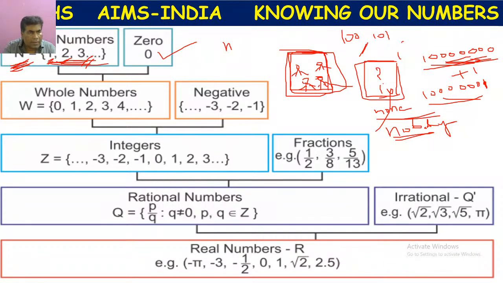So to the natural numbers, they have added 0, and they gave it a new name, which is called whole numbers. It means the number system which has natural numbers and 0. Along with natural numbers, 0 is also added, and the new name for it is whole numbers, whose symbol is W.